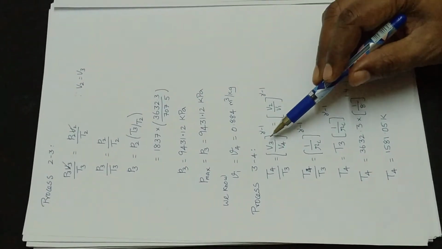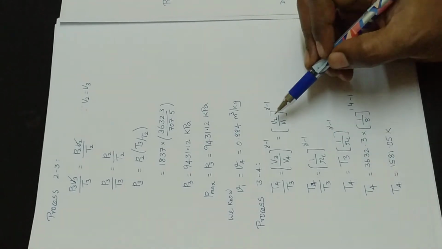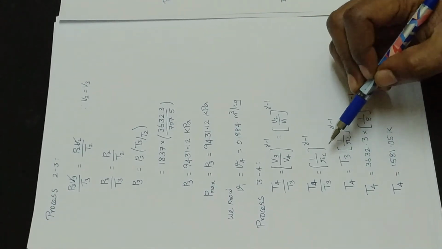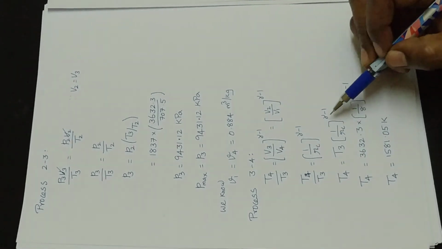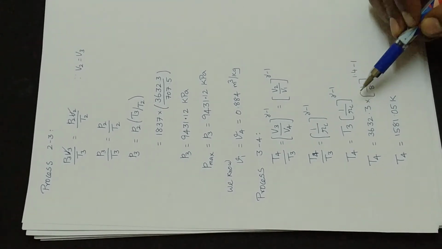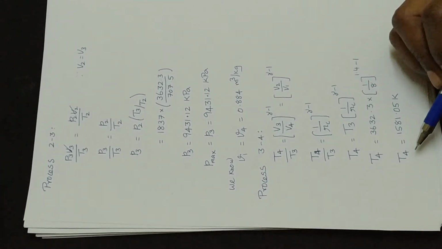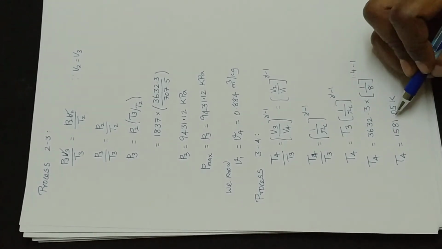So we get V3 by V4 is nothing but V2 by V1, and V2 by V1 is nothing but 1 by RC. So we get T4 is equal to T3 into 1 by RC power gamma minus 1. Let us substitute the value of T3 and RC in this equation. We get T4 is equal to 1581.5 Kelvin.